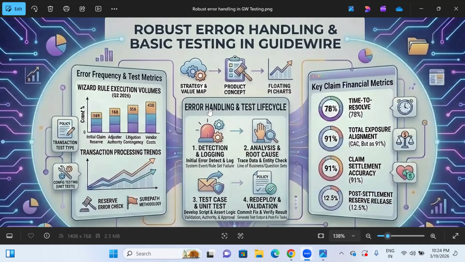Next, claim financial metrics, like any kind of time to resolve metrics that we follow, right? So how much time it can take for us to resolve these queries. At the same time, what is the total exposure alignment that we have based upon the CAC? What is the total exposure alignment we have, including any claim settlement accuracy we have to see, followed by post-settlement reserve releases. Everything will be part of what the key claim financial metrics are all about.